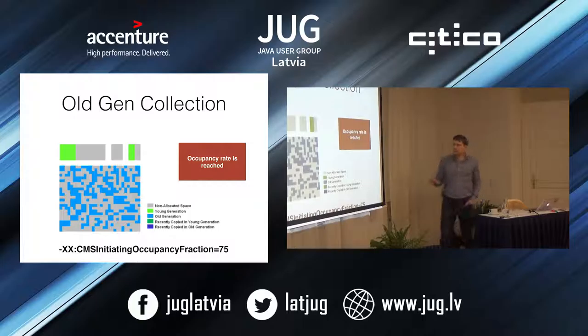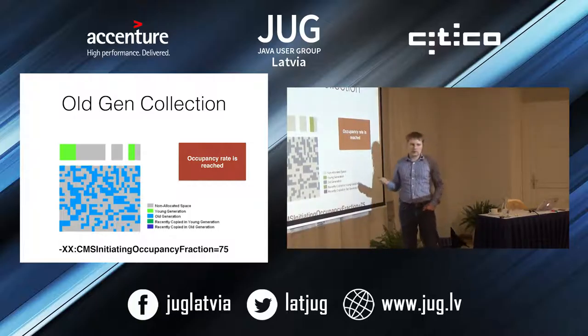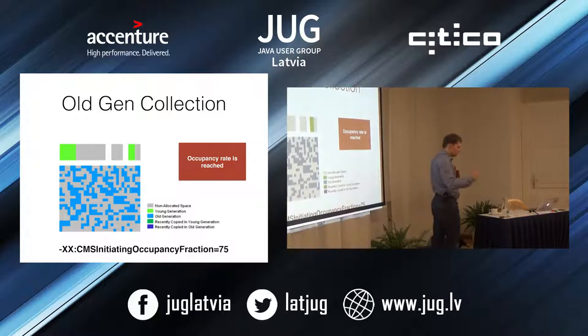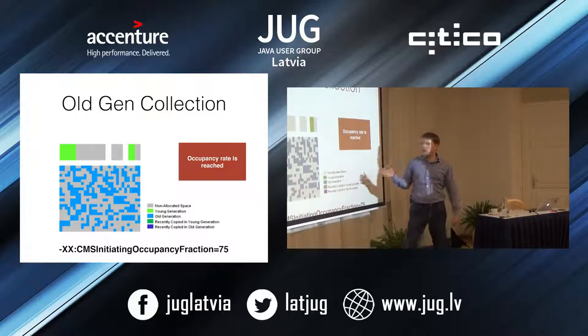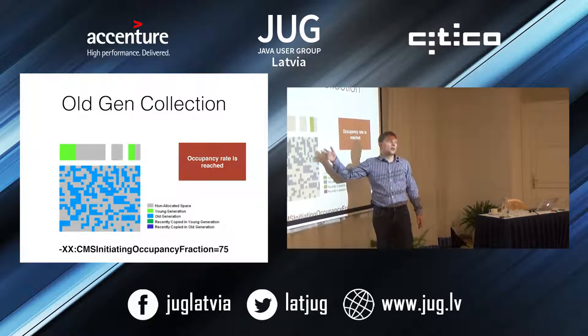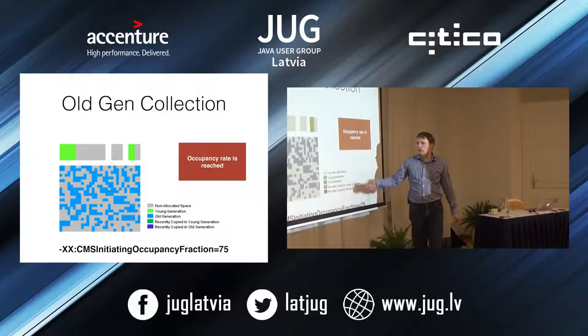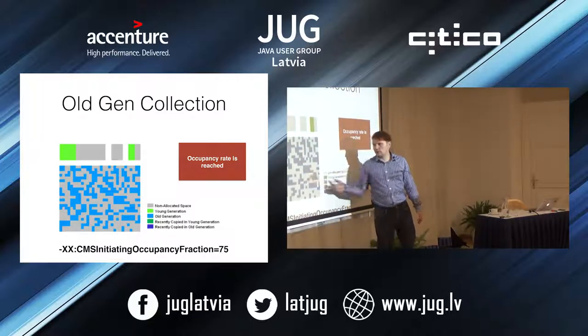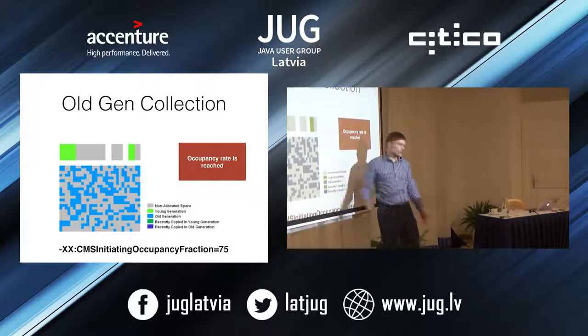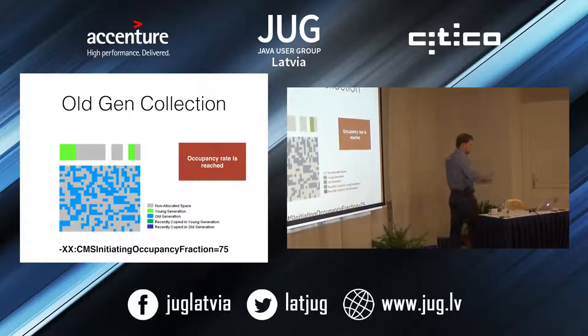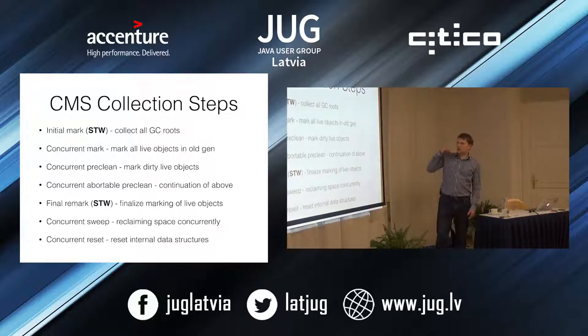Next what happens is an old generation collection. That's the second big type of garbage collection, so it's a big spike on a chart. It happens when the old generation is filled up to a certain ratio, for example 75%. If 75% of my pixels are filled, then I need to start being concerned and figuring out how to release memory. So CMS old generation garbage collection consists of 7 not so simple steps.